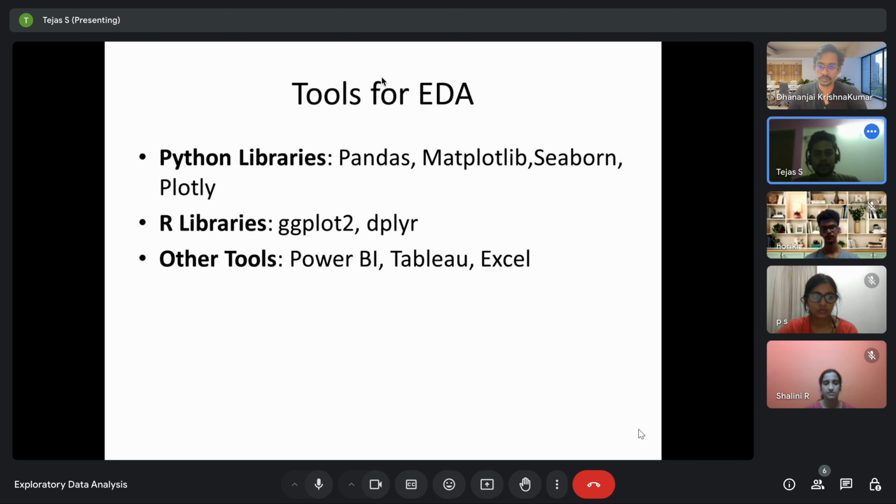And coming here, we have tools for EDA. The different Python libraries we can use for EDA are pandas, matplotlib, seaborn, and plotly. R libraries we have ggplot2, dplyr. Other tools are Microsoft Power BI, Tableau, Excel. So these were some popular resources for EDA.